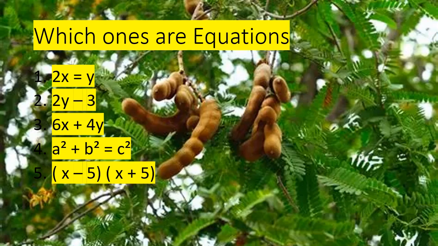So look at these expressions and you have to decide which ones are equations. The first one, 2x equals y, and then 2y minus 3. Third one, 6x plus 4y. Fourth one, a squared plus b squared equals c squared. Fifth one, bracket x minus 5, close bracket, open bracket, x plus 5, close bracket. So look at those. You have to decide which ones are equations.